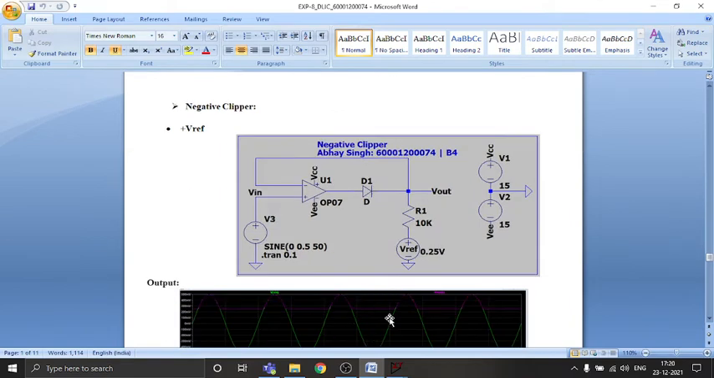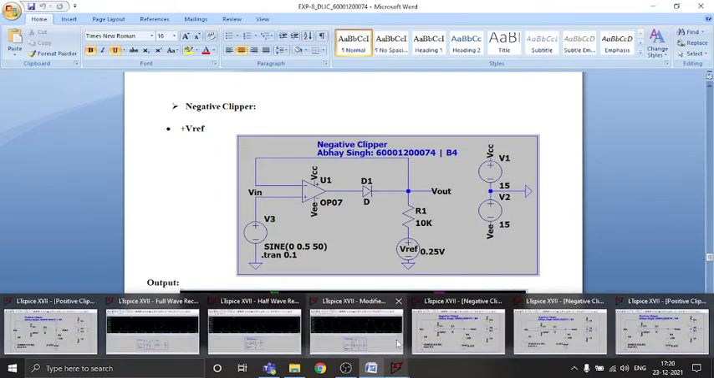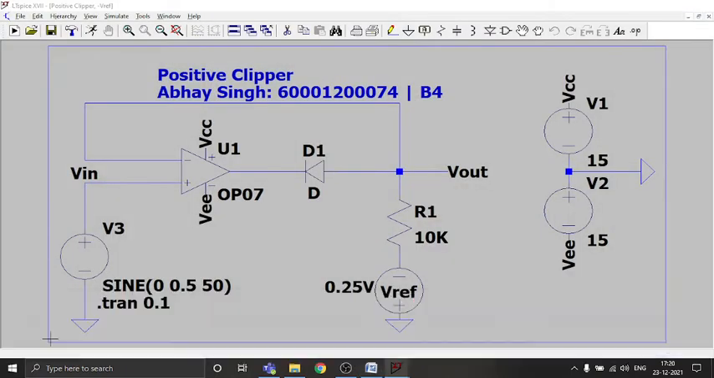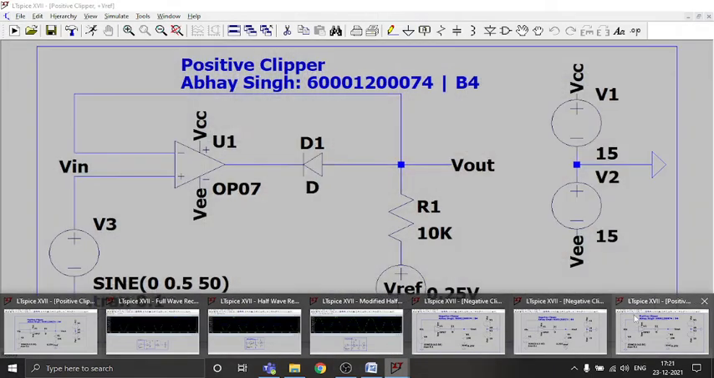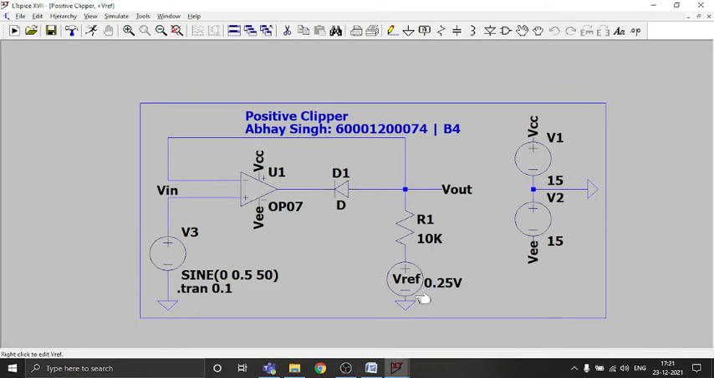So there is a negative clipper and a positive clipper. Firstly we will see the positive clipper, and in the positive clipper also there are two configurations, Vref with negative and Vref with positive. Right now my positive terminal is connected to ground, so it is negative V reference, and in another circuit, this one, my negative terminal is ground. It means that negative is 0 and my positive means it is positive V reference. I am giving input at the non-inverting terminal.